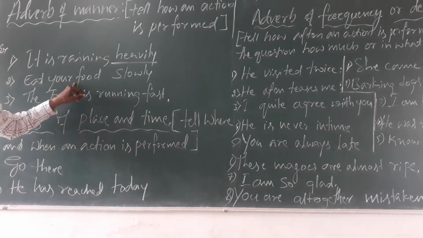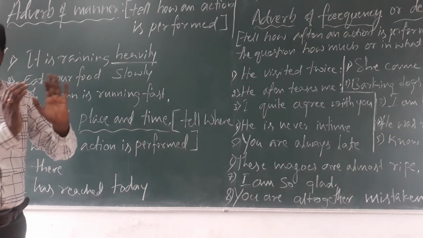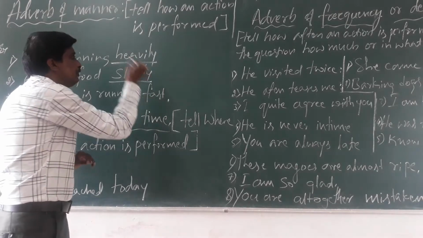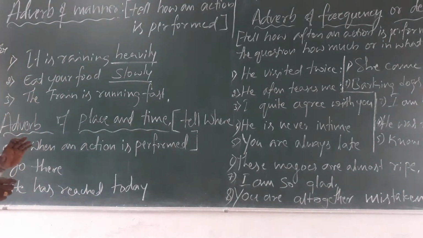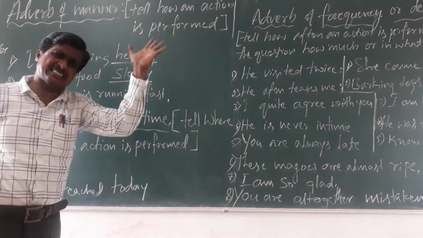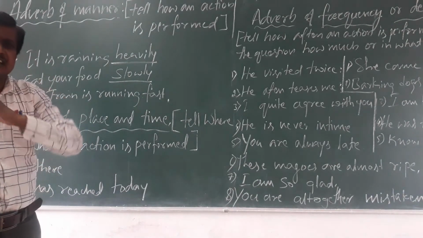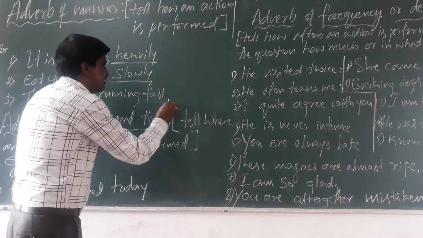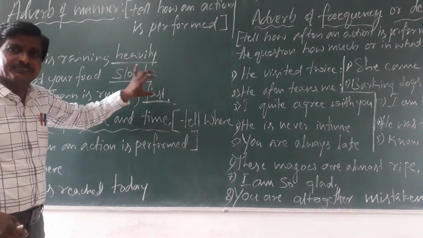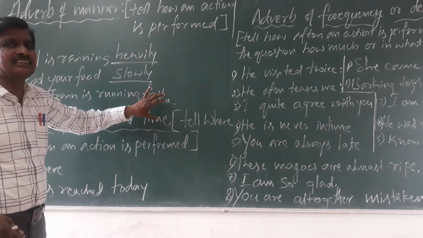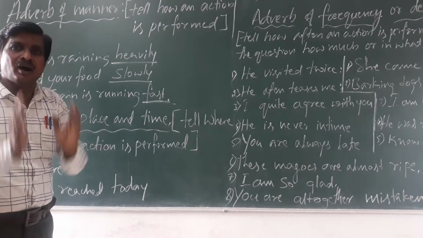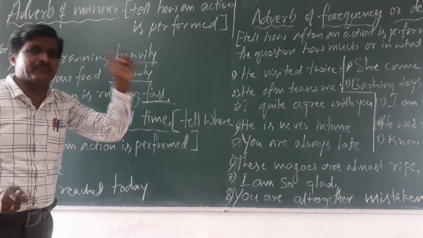Eat your food slowly. Manner. Next example: the train is running fast. See there: heavily, slowly, fast. All these show manner. Manner means how an action is performed.